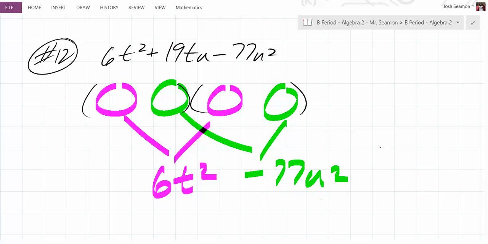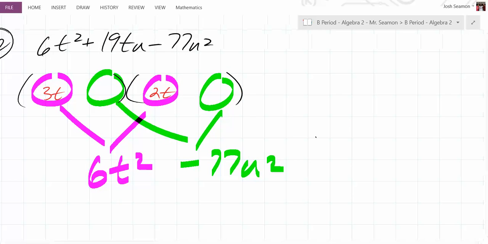In terms of the 6t squared, what two are good candidates? What do you want to try, Nate? 2 and 3. Yeah, so how about we try 3t and 2t? And what about 77? What's a good candidate? 11 and 7. Now it needs to be negative 77, right? So what do we want to do? How about negative 11 and 7, like this?